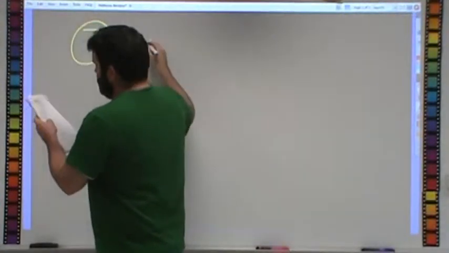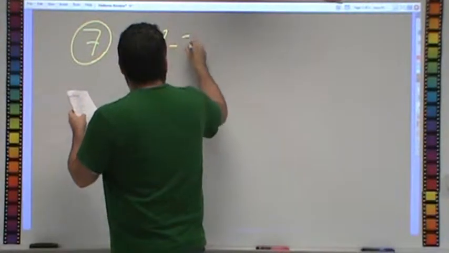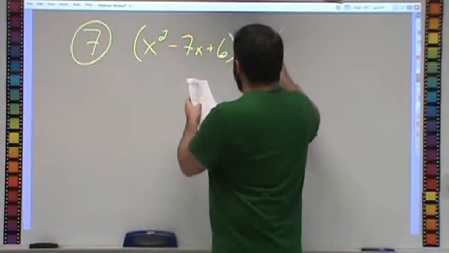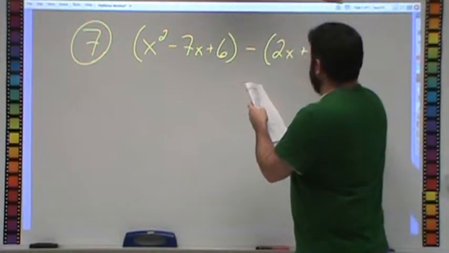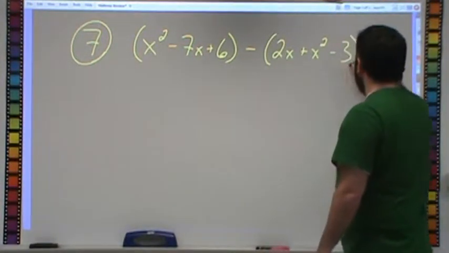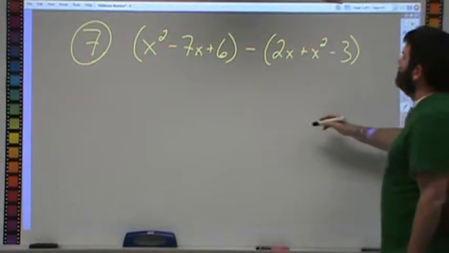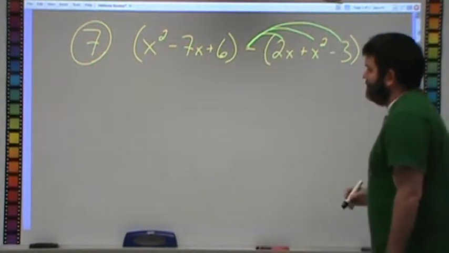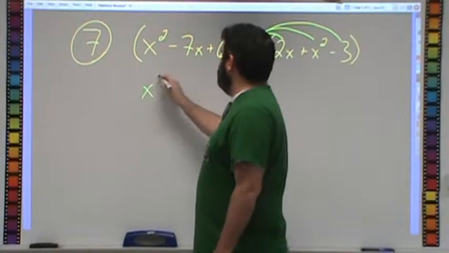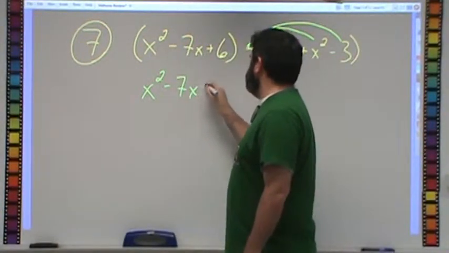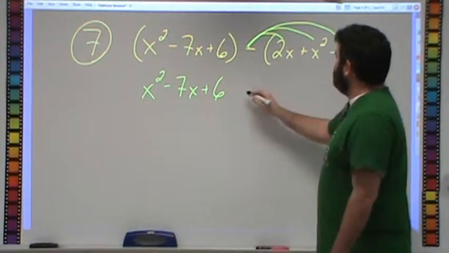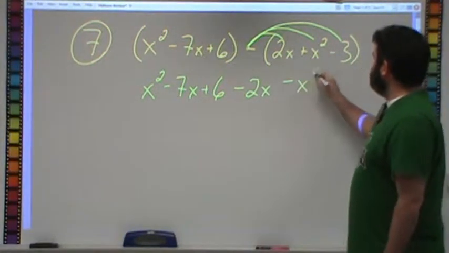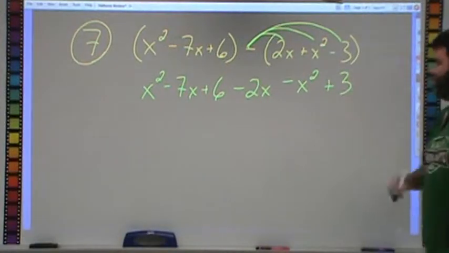Number 7 is a subtraction problem. I have x squared minus 7x plus 6, and I'm going to subtract 2x plus x squared minus 3. Now when you are subtracting, you're going to take this minus sign and put it through that parenthesis. So this will be left alone, x squared minus 7x plus 6. But this parenthesis will become opposites, so minus 2x minus x squared plus 3.